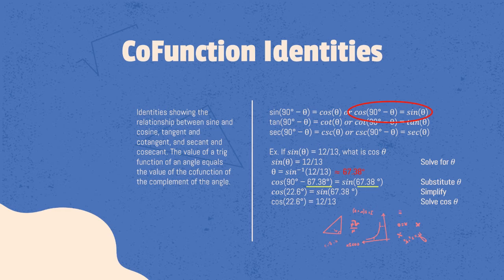Next step, simplify. So 90 degrees minus 67.38 is equal to cosine 22.6, and solve. And so it is equal to cosine 22.6 degrees, and this is our final answer.